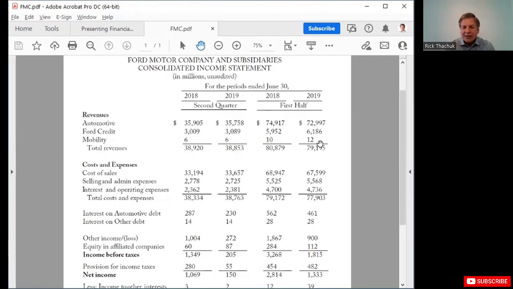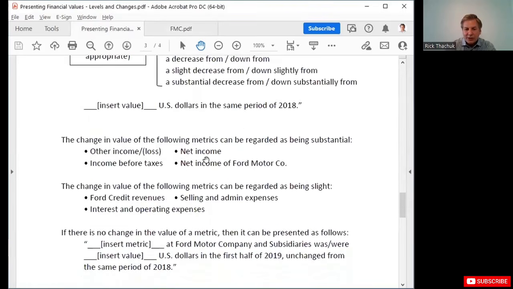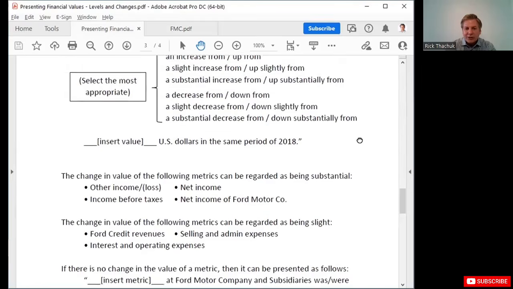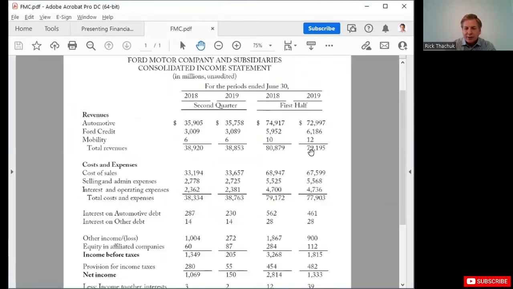So we need to look at the level in addition to the percentage change to get an idea of what we consider to be slight or substantial. Here again, that's a good reason why you should run this past your boss or supervisor before you characterize a change as being slight or substantial. Let's just see if mobility revenues is in our list anywhere. Well, these are the substantial changes. These are the slight changes. Mobility revenues is not anywhere. So then we will just characterize this as an increase from or up from. So can you present mobility revenues, please?